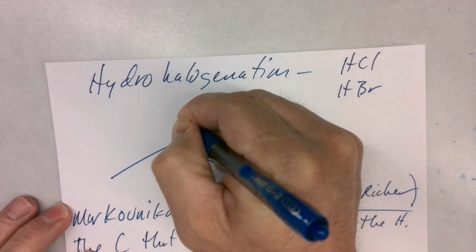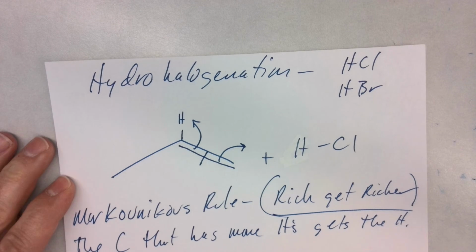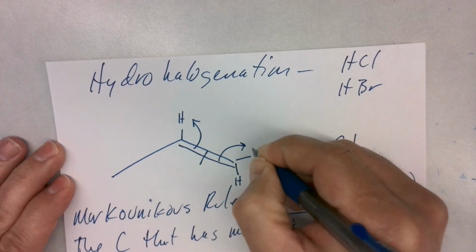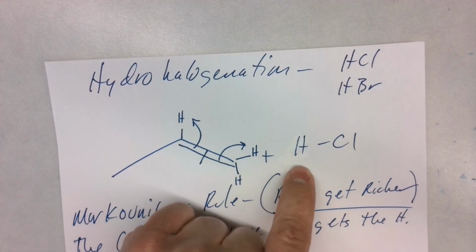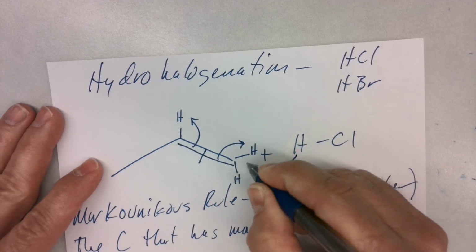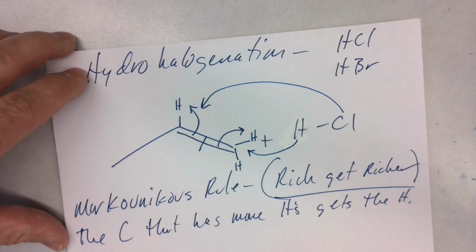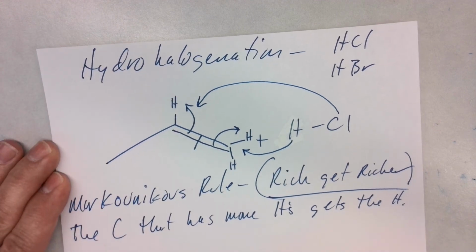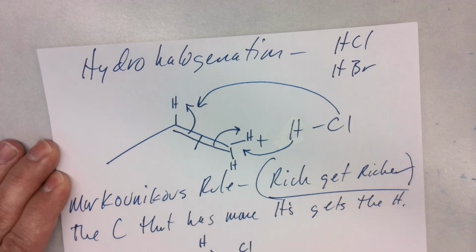One H. This carbon is double bonded to those two, so it actually has what? It has two H's, right? So, if the rich get richer, this H is going to go right there. That Cl is going to go right there. Okay? So now when I draw this out, it's going to look like this. H, H, H, H. That's where that Cl is going to go.